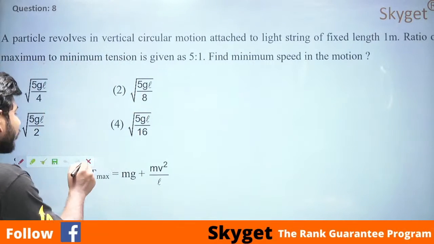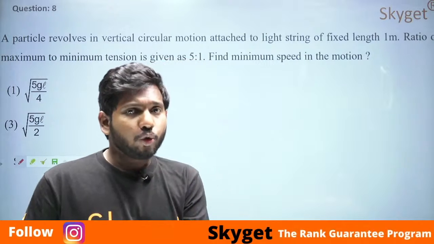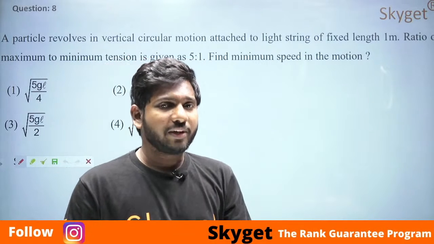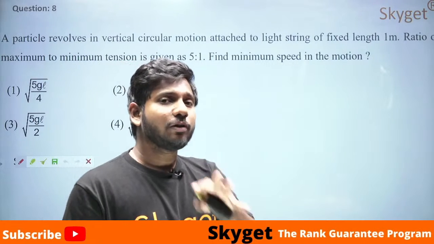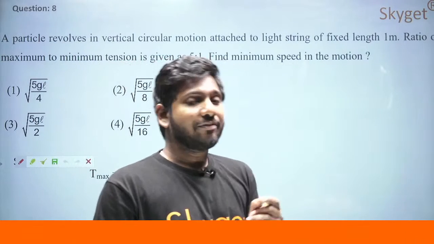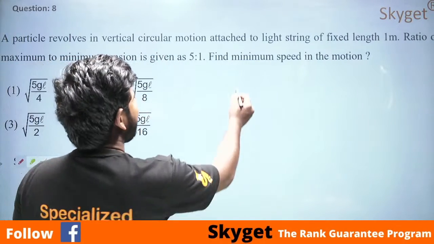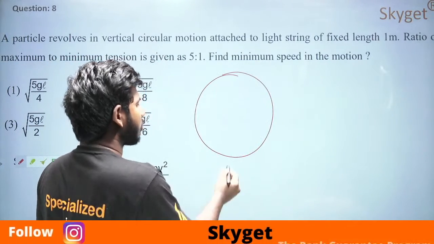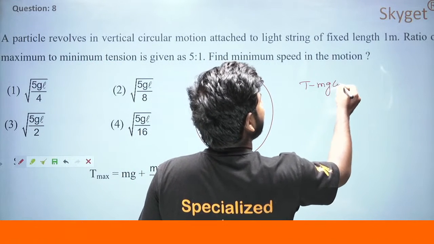So there we studied, or you might have studied as well, two equations. What are those two equations? One is the force equation, the other is the energy equation. You will be able to solve any problem in vertical circular motion, students. How to draw the equations here? So the two equations are: T minus mg cos theta.